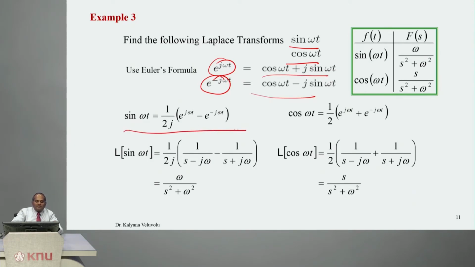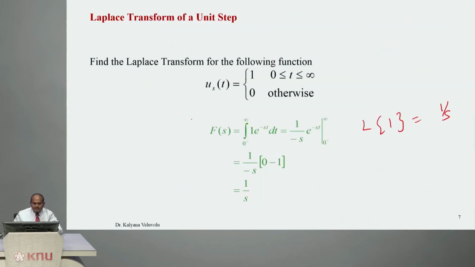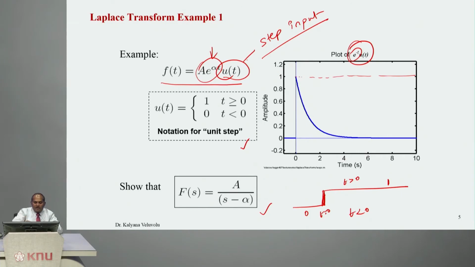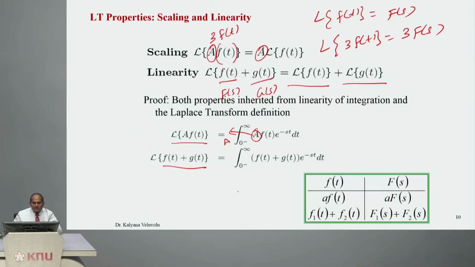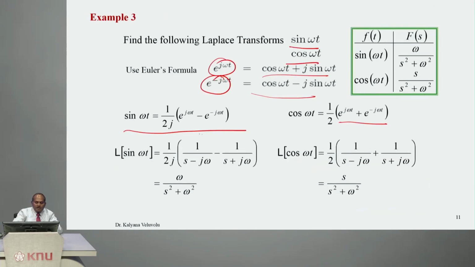The sine Euler's form is sin omega t is 1 by 2j times (e power j omega t minus e power minus j omega t). Cos omega t is 1 by 2 times (e power j omega t plus e power minus j omega t). So you can apply Laplace transform to exponential function. So we saw in the previous property, Laplace transform of an exponential function e power at will be 1 by s minus a. So we're going to use the same property, and we can actually observe that e power j omega t is 1 by s minus j omega, e power minus j omega t is 1 by s plus j omega.